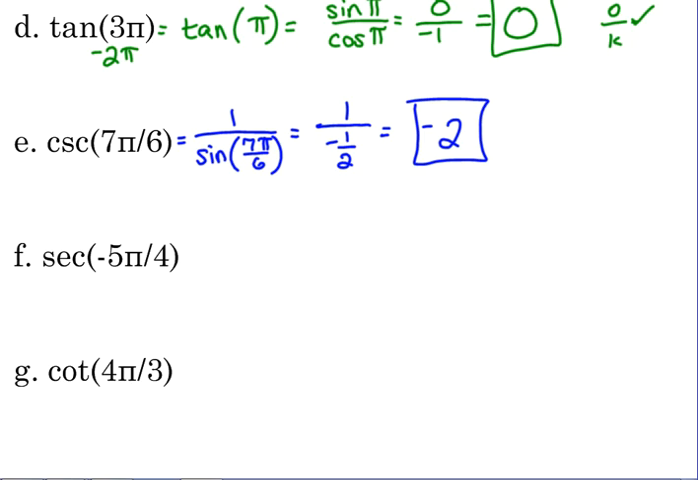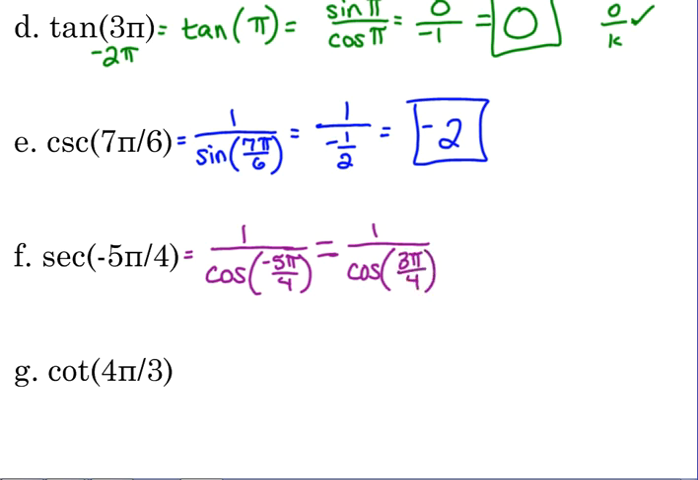Okay, secant of negative 5 pi over 4. Secant is 1 over cosine. I don't like negative angles. I want that to be a positive angle. So the coterminal angle with negative 5 pi over 4 would be 3 pi over 4. You can go through the process of finding the coterminal by adding 2 pi or 8 pi over 4. Or you can look at your unit circle, find positive 5 pi over 4, go directly above it.